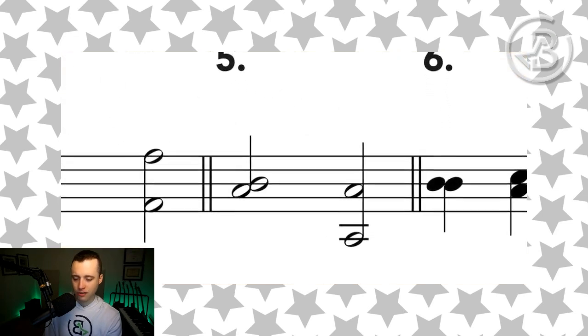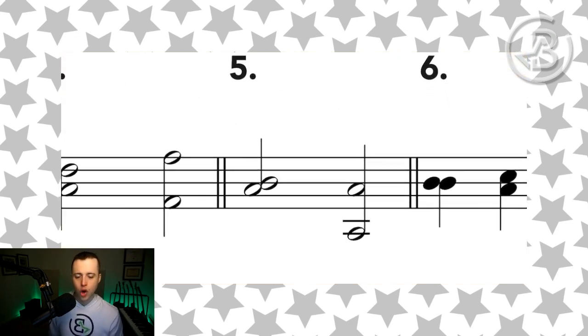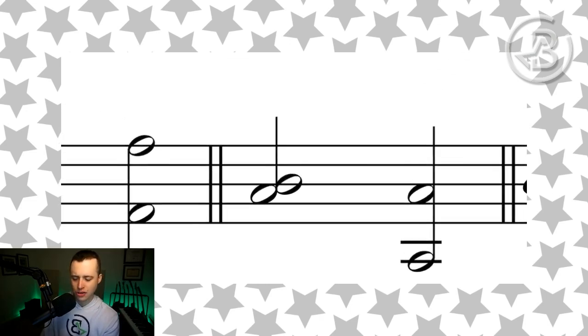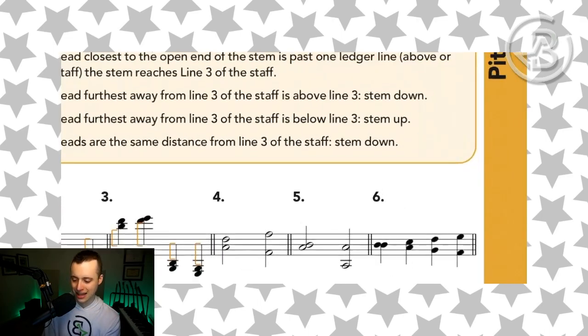Now, if the note head furthest away from line 3 is below the staff, we are automatically going to go stem down. So let's look at this major second here. This is pretty interesting. We have an A note and a B note. Now, as we know, if we have a note head on line 3, we should have a stem down. However, because there's two notes here, and the note that is furthest away from line 3 is this one right here, that's actually going to dictate, because it is below the staff.